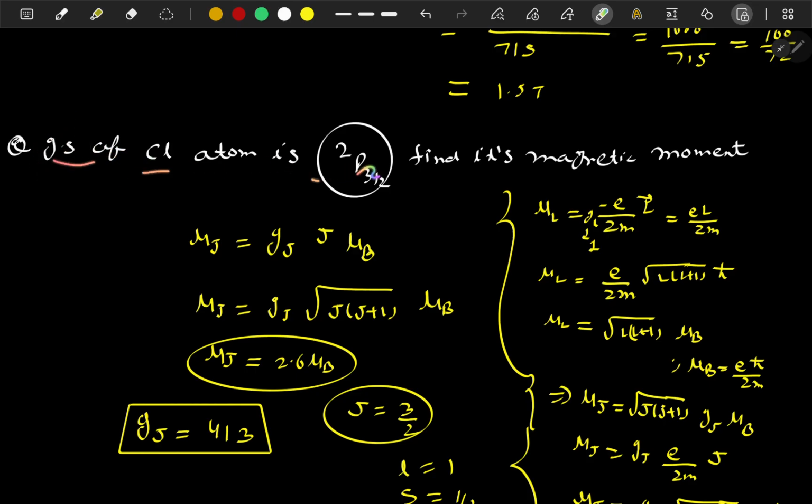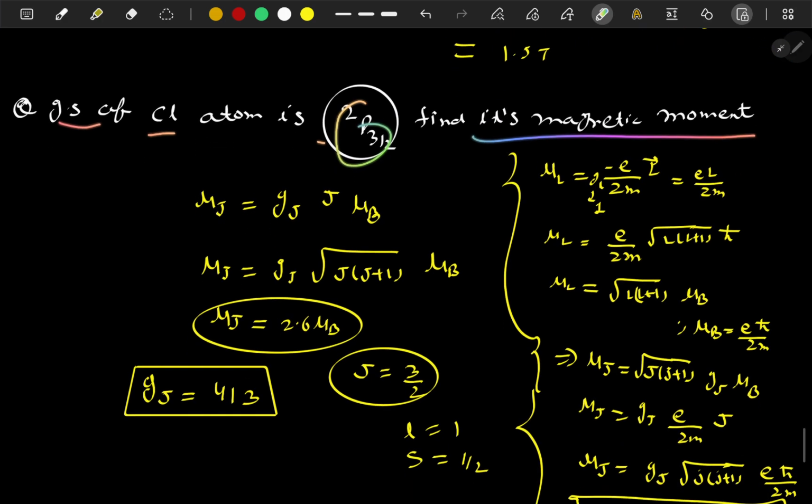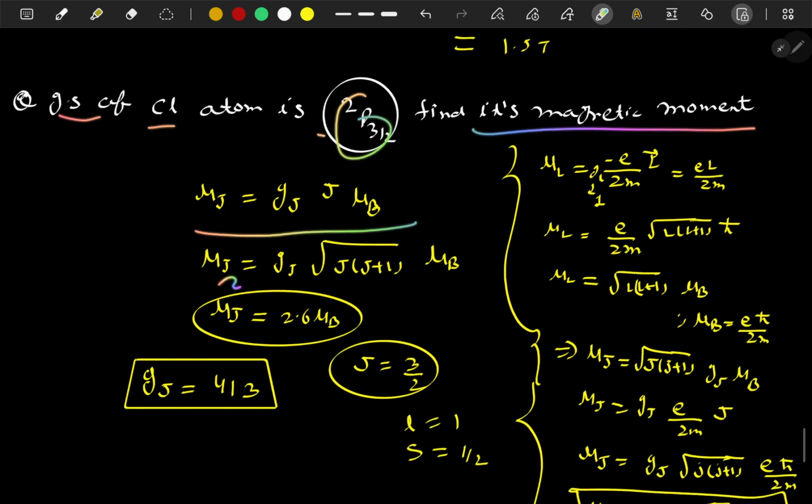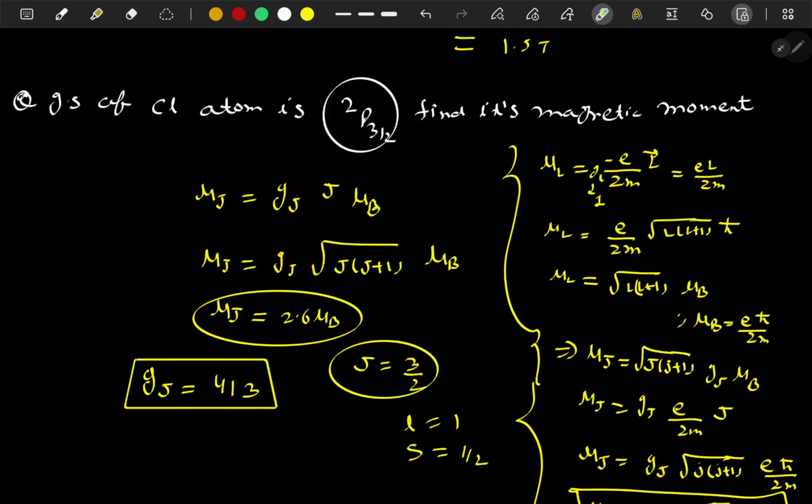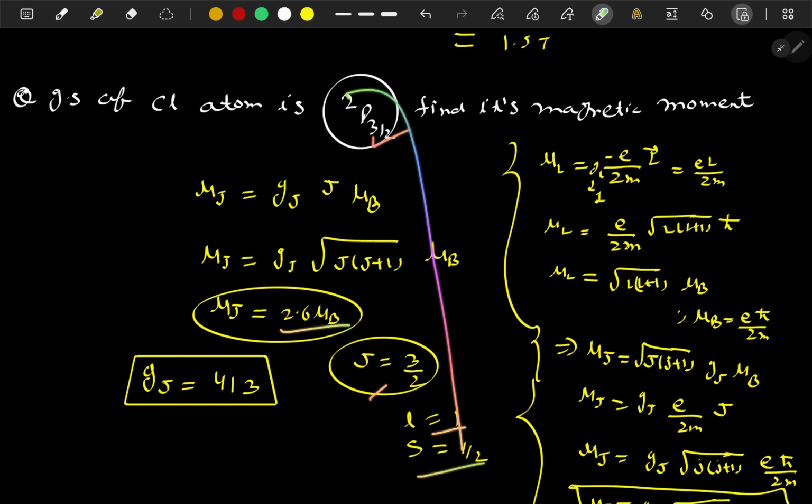The ground state of the chlorine atom is 2P3/2. We have to find its magnetic moment. So we know what we need: we need gJ, so calculate gJ. It is 1 plus J(J plus 1) plus S(S plus 1) minus L(L plus 1) over 2J(J plus 1). So gJ will be 4 by 3. Put here J as 3 by 2, L equal to 1, S equal to half. So mu J is about 2.6 mu B.